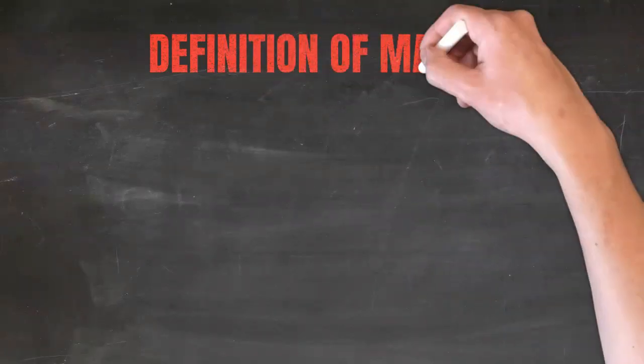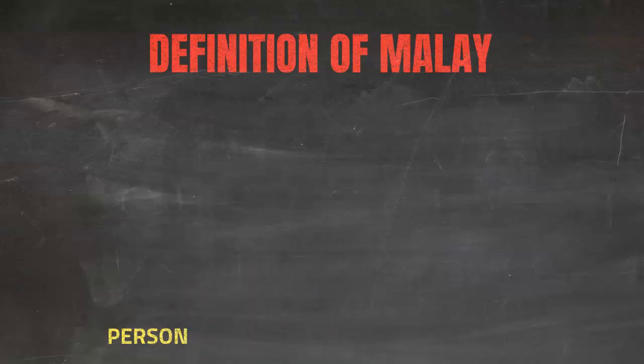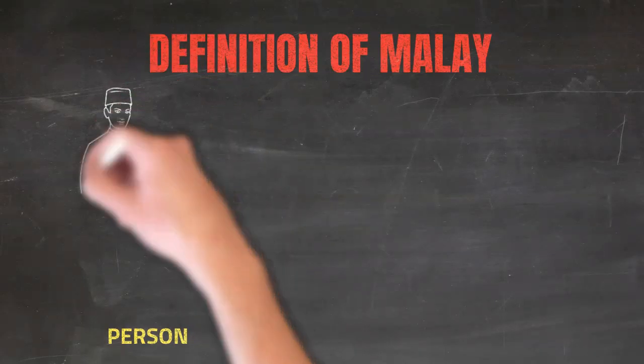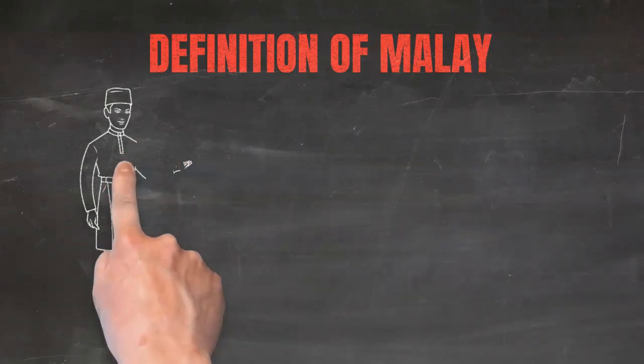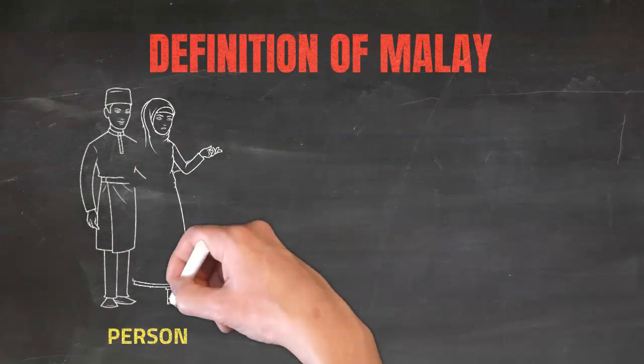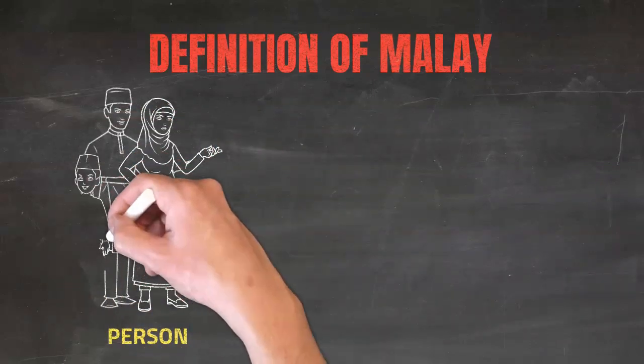Definition of Malay. A Malay can be a natural person as well as a corporate entity. Article 160 of the Federal Constitution defines Malay as a person who professes the religion of Islam, who habitually speaks the Malay language, who conforms to the Malay custom, and is domiciled in Malaysia or Singapore.